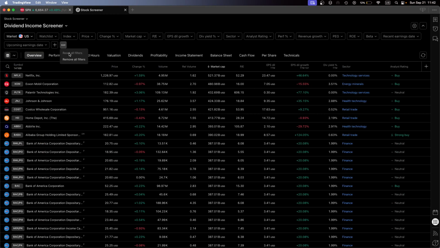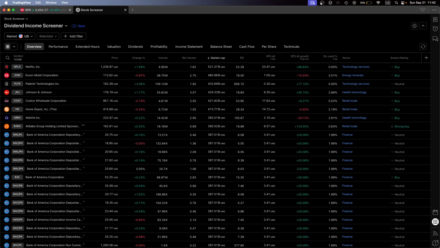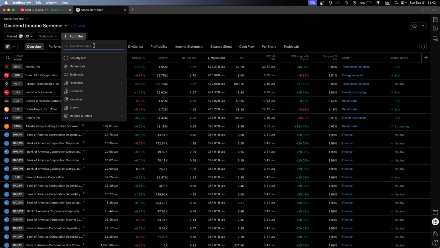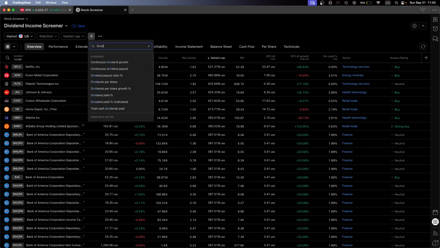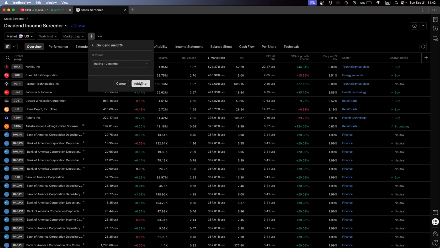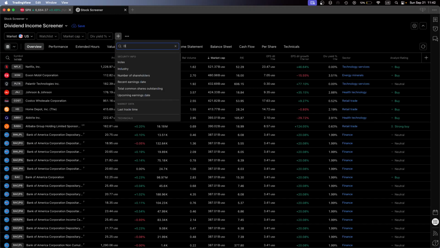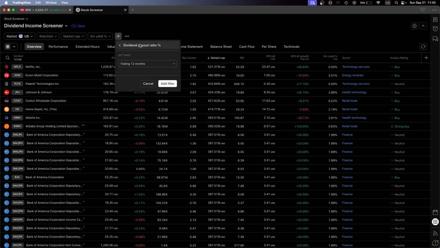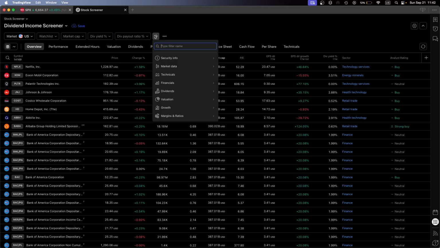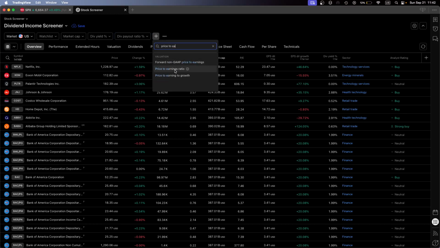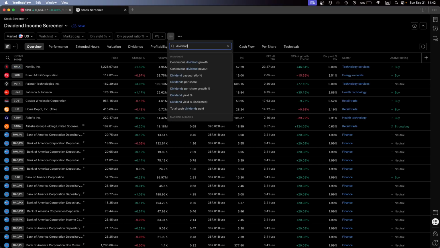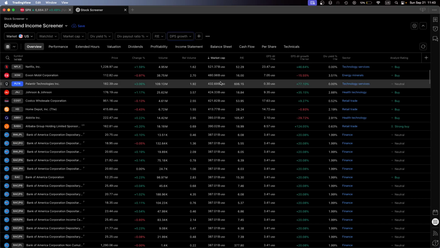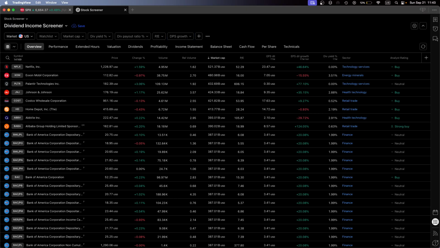So here we do the same, we remove all filters, and this one we add the same thing: market capitalization, dividend yield, dividend payout ratio, price to earnings ratio, and dividends per share growth. Okay, so now let's go one by one.